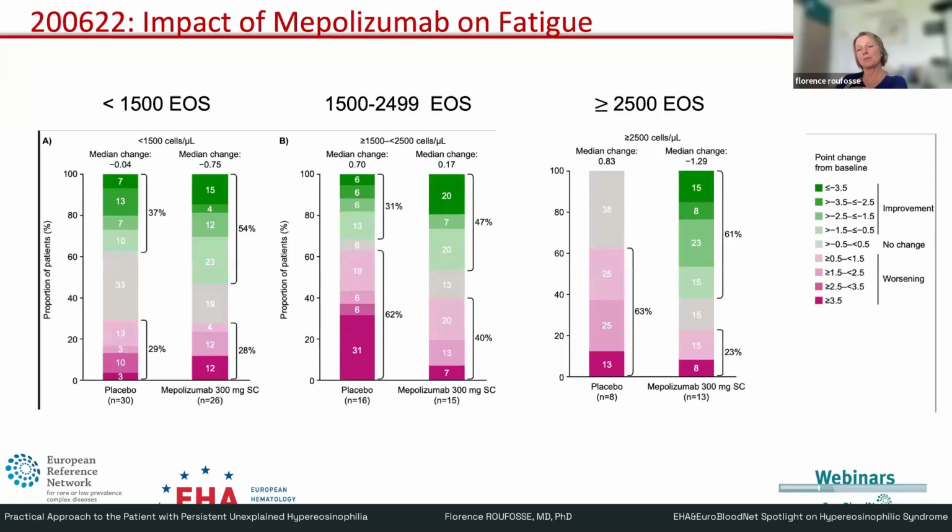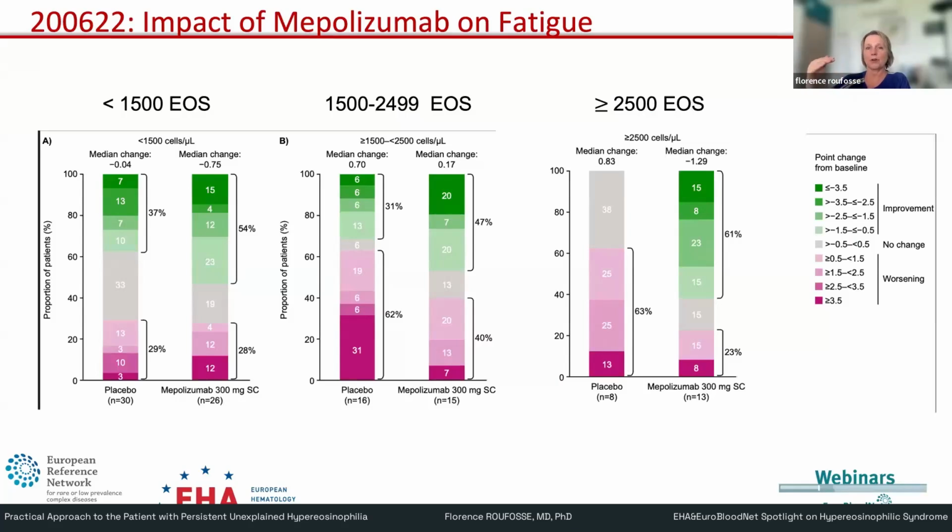This is coming back to the more recent clinical trial, which gained approval of mepolizumab for hypereosinophilic syndrome at the dose of 300 milligrams every 4 weeks. This was an interesting outcome. It was on fatigue. So it was a kind of secondary or exploratory outcome in the trial. And I'd just like you to focus on the last set of histograms. So these are patients who, when they were enrolled in the trial, had more than 2,500 eosinophils in peripheral blood.